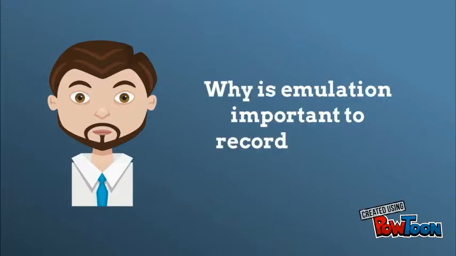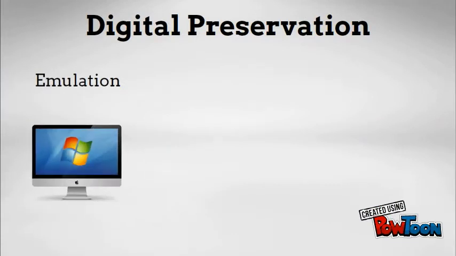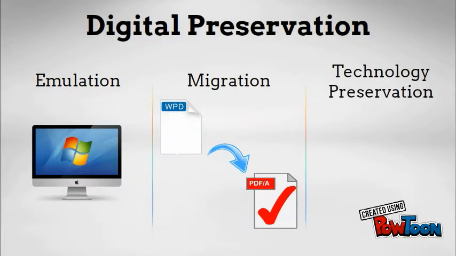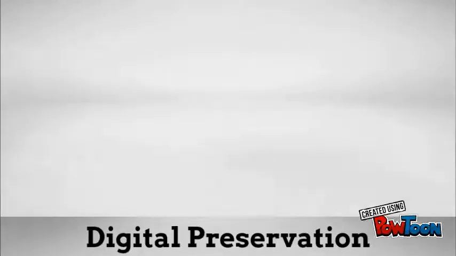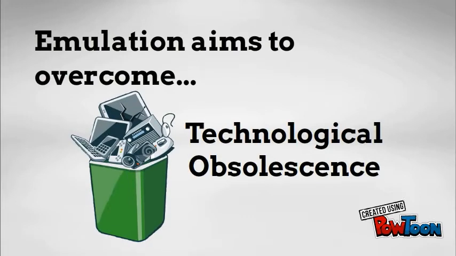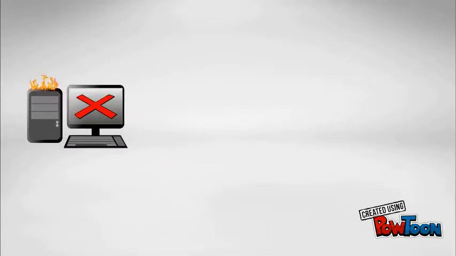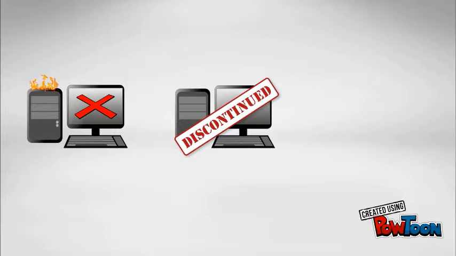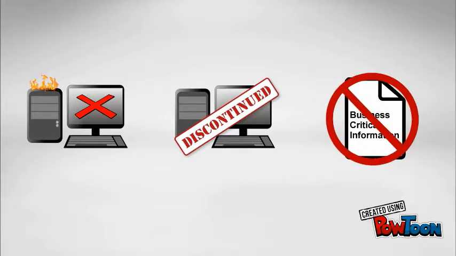Why is emulation important to record-keeping professionals? Emulation is one of the main methods that can be used in digital preservation, along with other methods such as migration and technology preservation. Emulation aims to overcome a major obstacle of digital preservation, that of technological obsolescence. When original hardware or software stops working and/or is no longer available, important digital files may be no longer accessible.